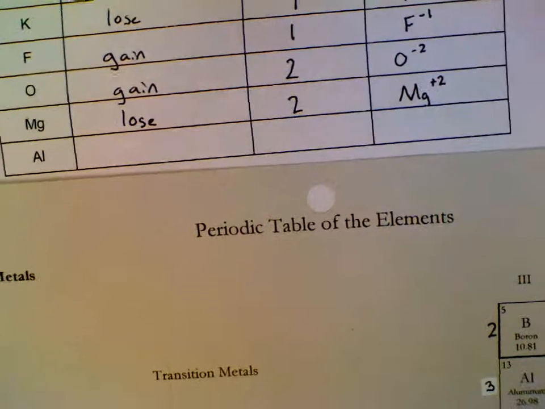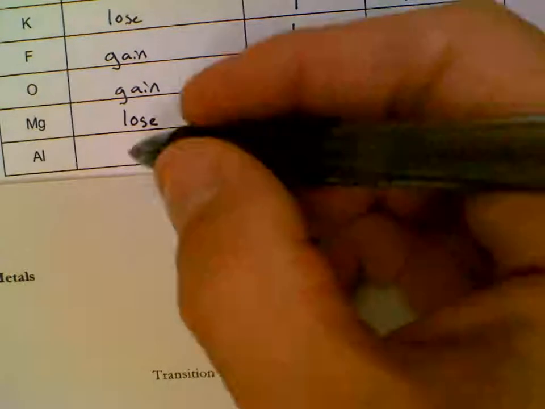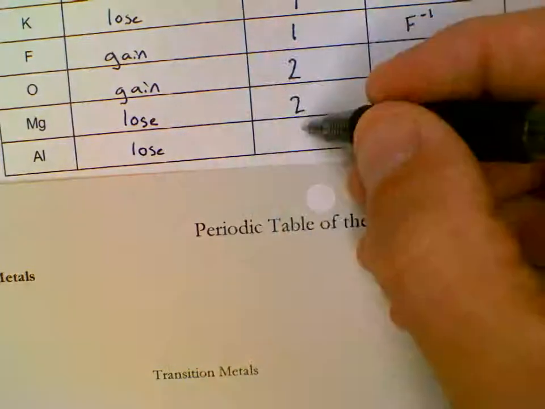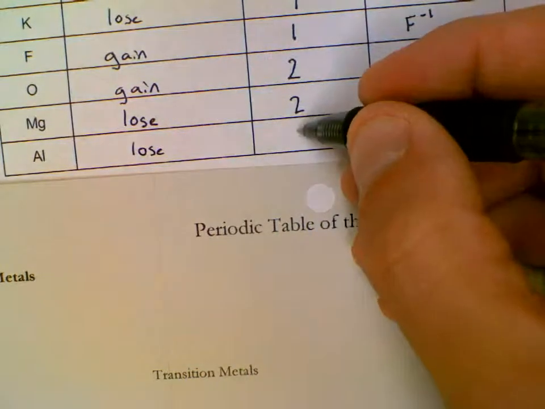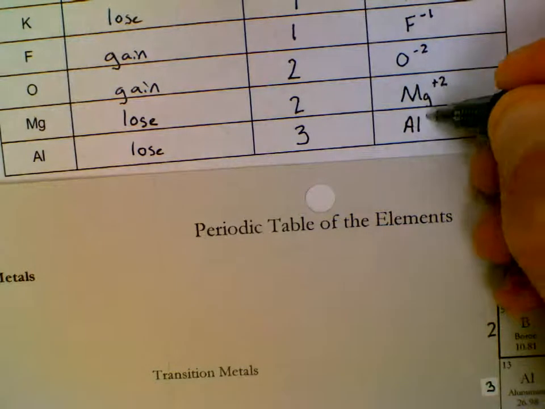Lastly, aluminum is in group 3. You can see it just in the corner here, Roman numeral 3. Means it'll lose 3. It's easier to lose 3 than gain 5, a fewer number to deal with, making it an Al plus 3.